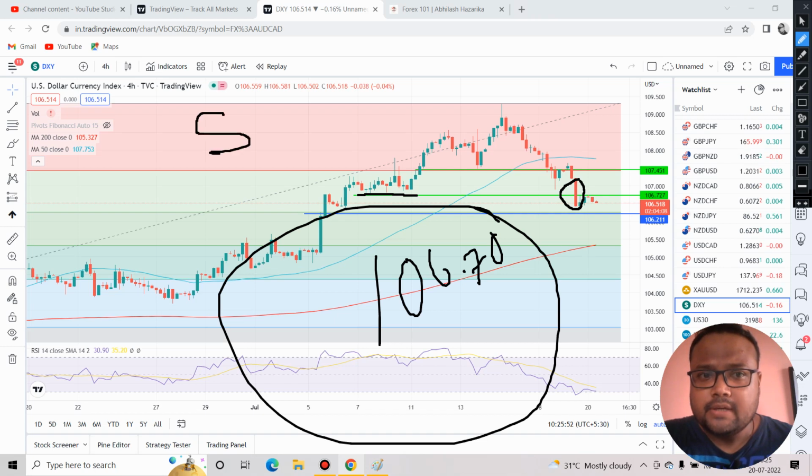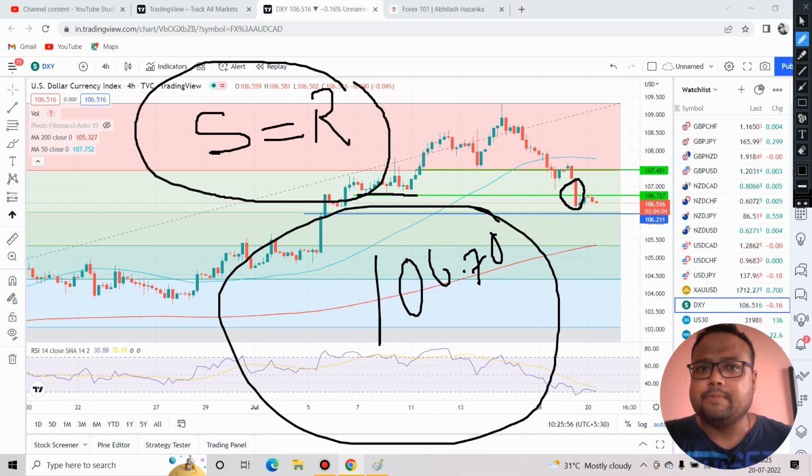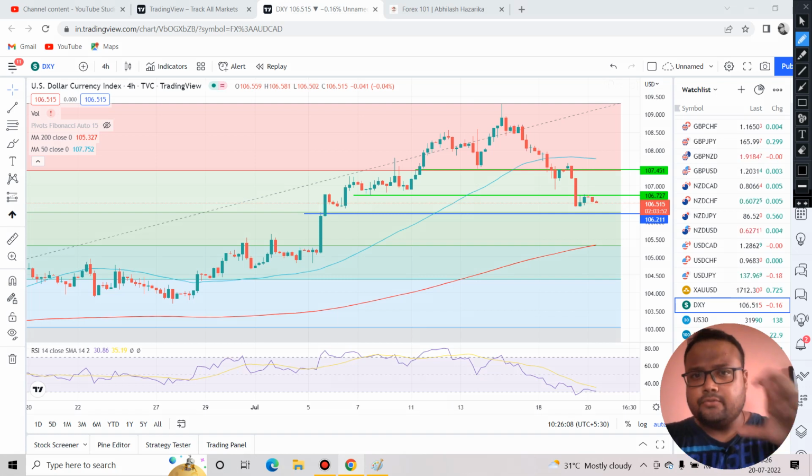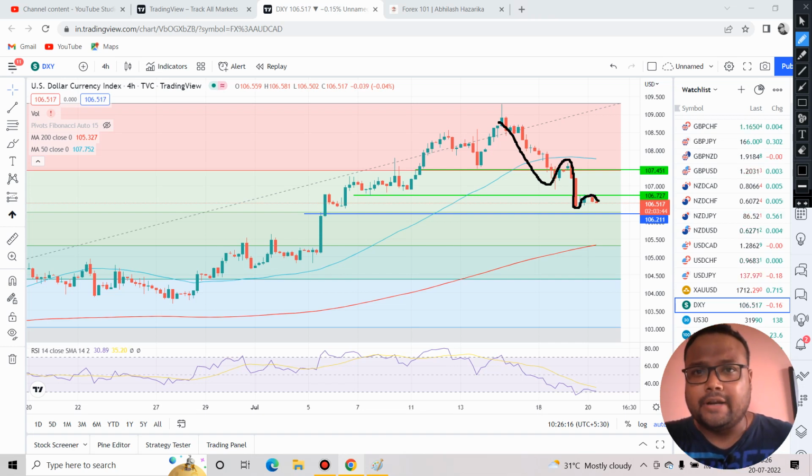So the previous support became the resistance here. If you are familiar with the concept of support and resistance, then you can understand it very well. So previous support is right now acting as resistance. And if we just focus on the present trend of DXY, then you can see that DXY is following a pattern like this. It's kind of a sell on rise market.